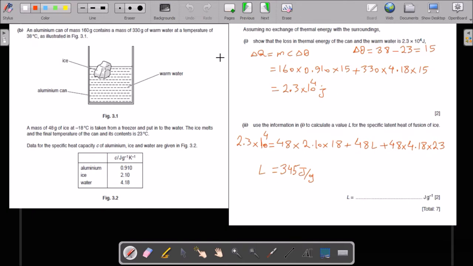Part B. An aluminium can of mass 160 gram contains a mass of 330 gram of warm water at a temperature of 38 degrees Celsius. A mass of 48 gram of ice at negative 18 degrees Celsius is taken from a freezer and put into the water. The ice melts and the final temperature of the can and its contents is 23 degrees Celsius. Data for the specific heat capacity of aluminium, ice, and water are given. So this is the specific heat capacity of aluminium, ice, and water.